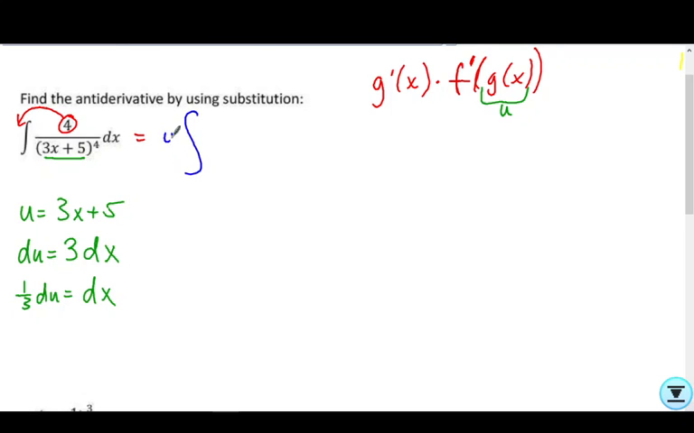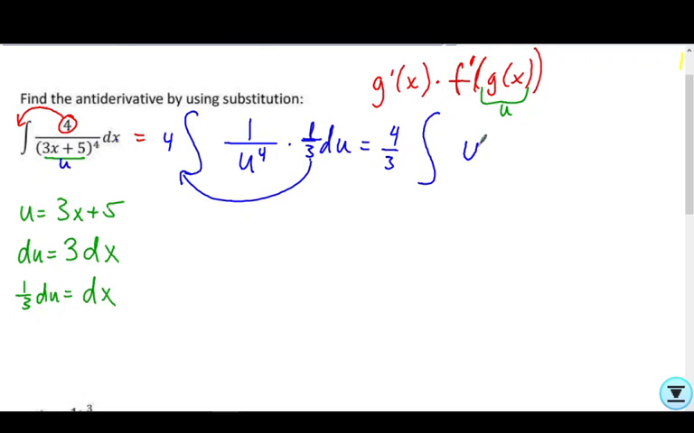So I'm going to move the 4 out here. That means I'm going to have 1 over u to the 4th times 1/3 du. Once I substitute in, this is u to the 4th, dx is 1/3 du, and now I have everything in terms of u. I'm still going to simplify a little bit because I have this other constant, so I'll move it out front as well. So I get 4/3 the integral of u to the -4 du.